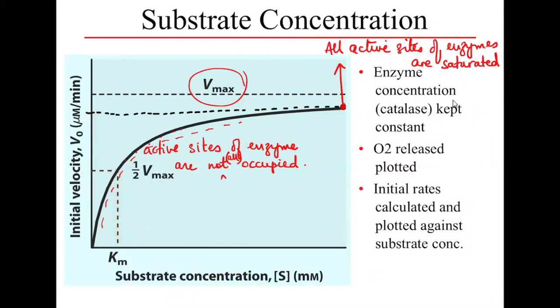अच्छा. The concentration of the substrate at which the enzyme is working at half its maximum velocity is known as Km. Km. Okay? Km is the concentration of the substrate at which the enzyme is working at half its maximum velocity.